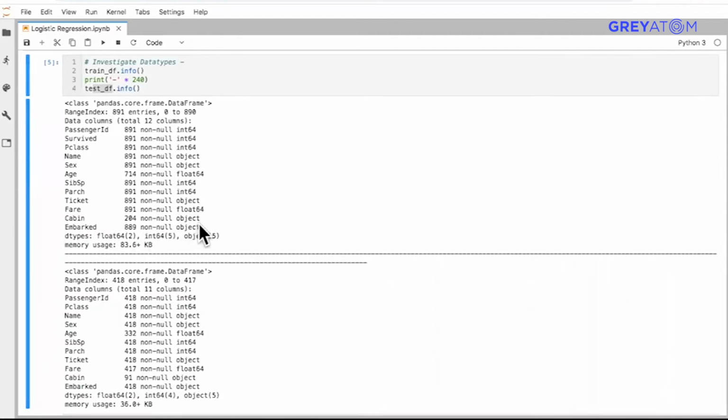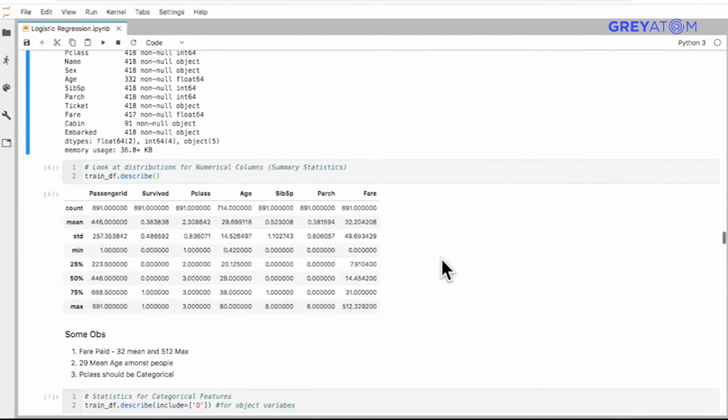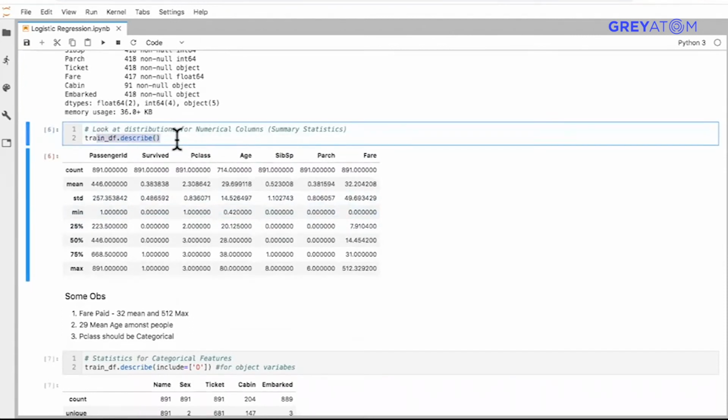Cabin is also a class, and the same data types are there for the testing data set. So I'm using a describe function. This is a pretty good practice first, before even digging into the data, where you can actually see the summary statistics for all the columns.